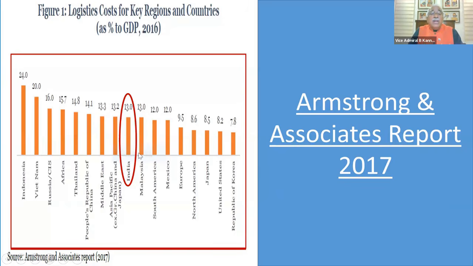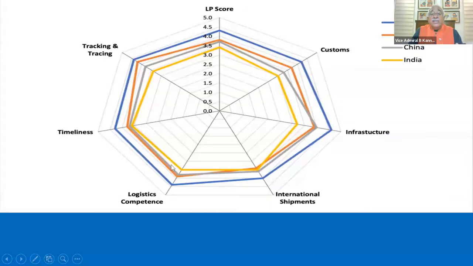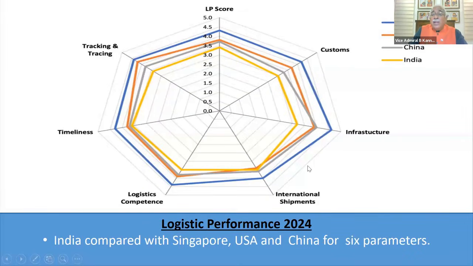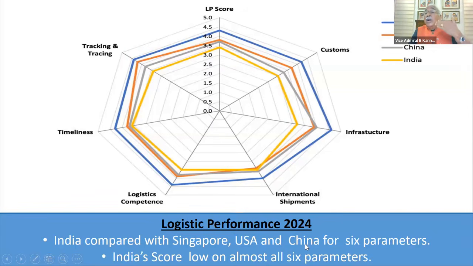We have improved by 6 positions. We have come down to 7.97% now. This is a comparison of us with Singapore, USA, and China. There are 6 parameters being covered: how well is your customs, how well is your infrastructure functioning, what about international shipments, logistic coverage, timeliness, tracking. If you look at the innermost pentagon, or in this case hexagon, that is India. We're not doing so well compared to Singapore, USA, and China. They're far ahead of us. We need to catch up on all this to be competitive on the economic front.